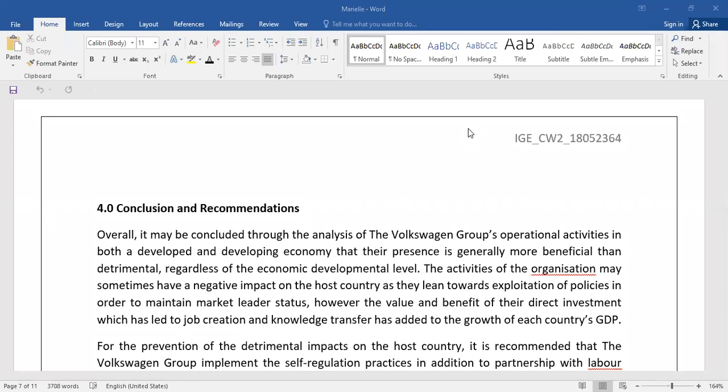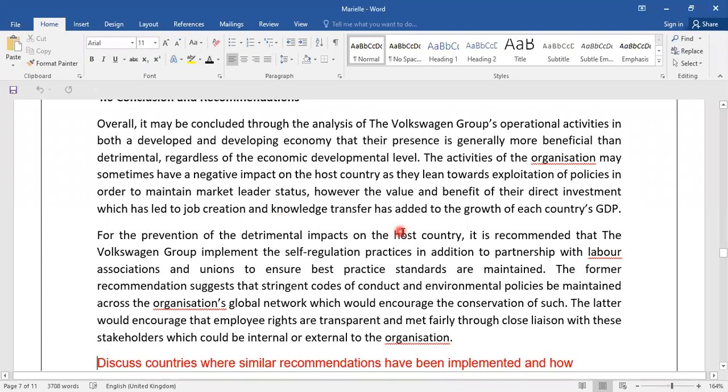Marielle says here her recommendations. For the prevention of these detrimental effects, it is recommended that Volkswagen implement self-regulatory policies in partnership with labor associations and unions. That's a lot of things there. So you have self-regulation, you have unions, and you have labor associations.